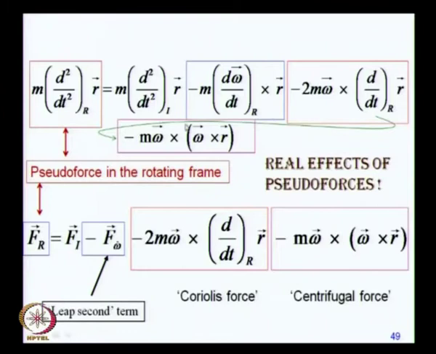So, this term, which is because of the velocity of this object when it is in transit, is called the Coriolis term. And the last term, which is a cross product of these three vectors, omega cross omega cross r, is called the centrifugal term. And I will comment on these terms in this class. We will discuss these terms further.